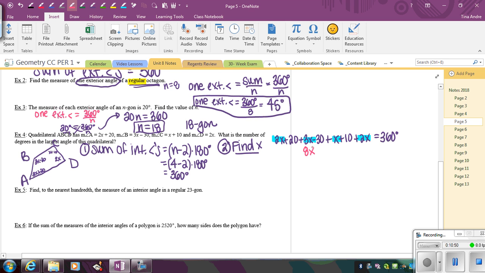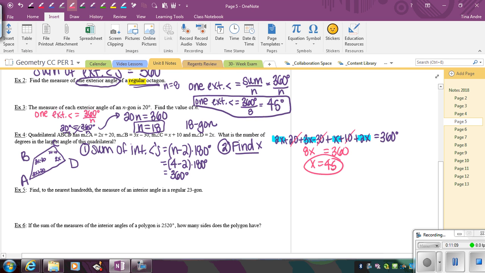And then I have 20 minus 30 plus 10. So those are all going to cancel out, which is nice. So 8x equals 360. So I'm going to take 360, divide by 8. I get x equals 45. So there's my x value.